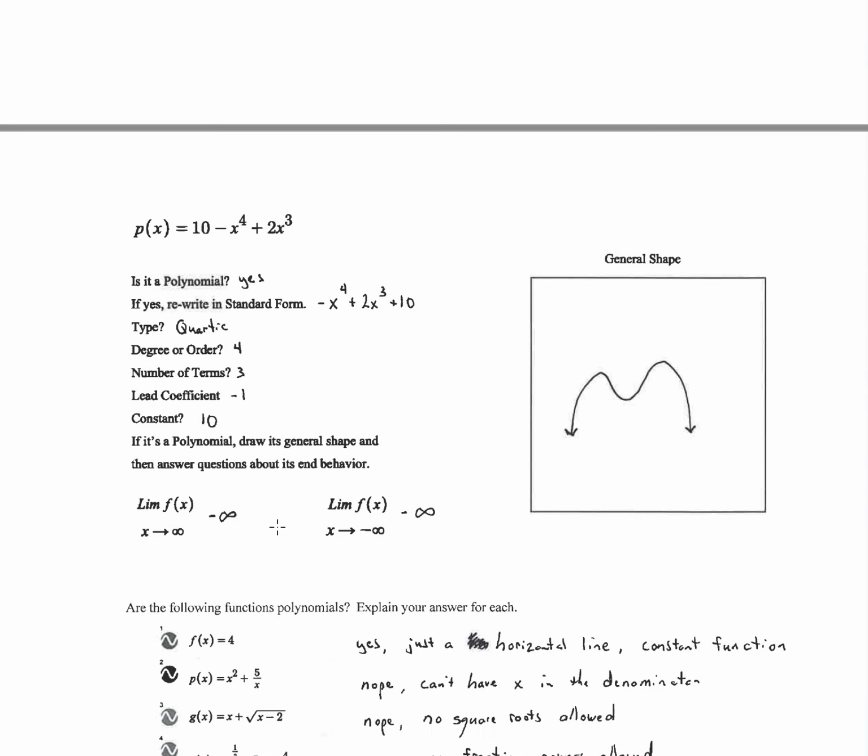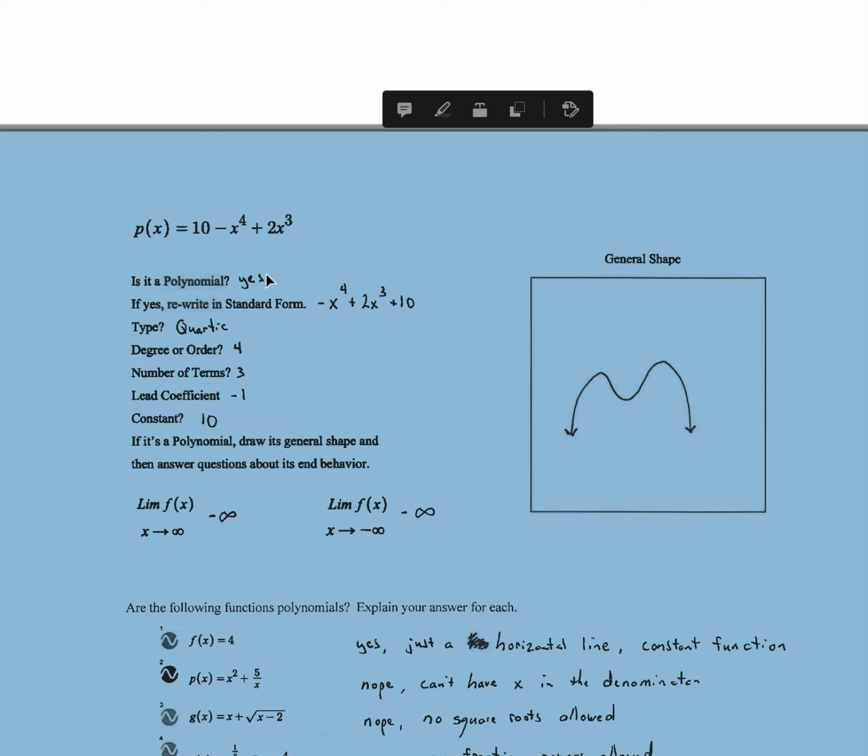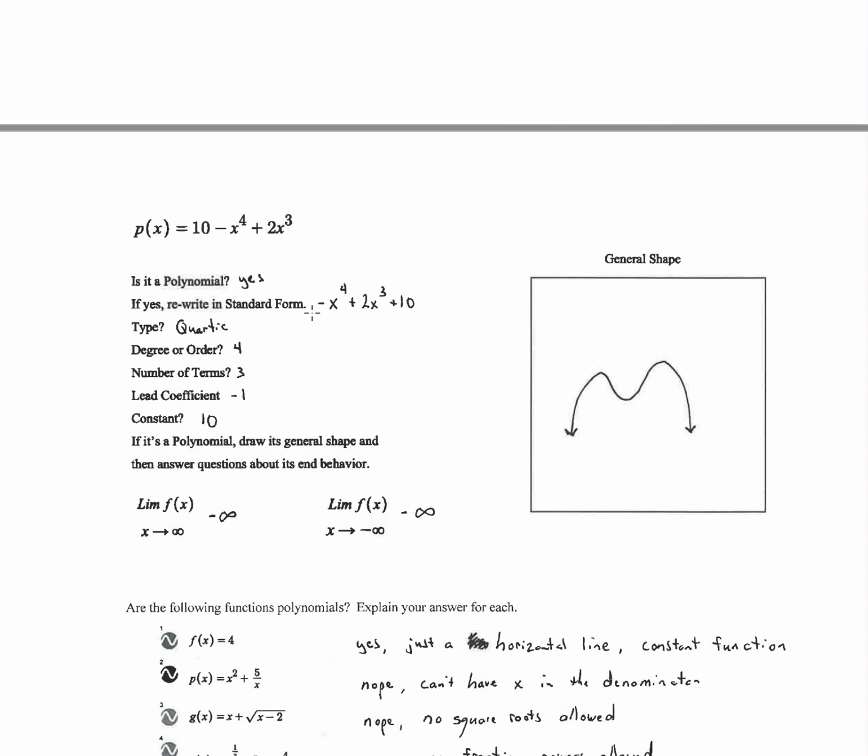Okay, so this one's not in order, but it is a negative x to the 4th. So yes, it's a polynomial. There's no negative powers up here, no fractional powers. Rewriting in standard form makes it look like a negative x to the 4th, which we call a quartic, degree 4, 3 terms. Lead coefficient is this negative 1 right there, which says it's going to be like a frown down. So this kind of looks like an M, or a positive x to the 4th looks like a W.